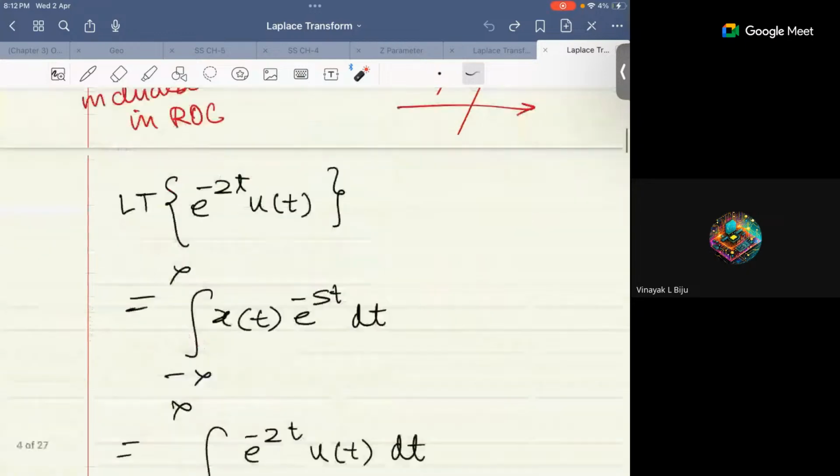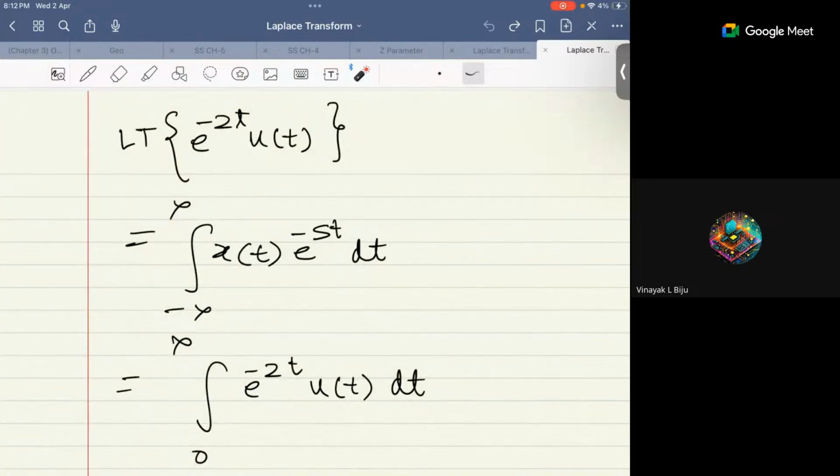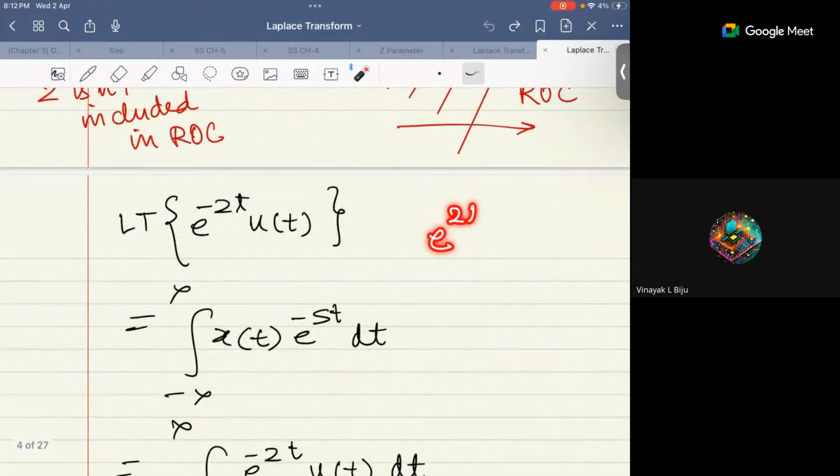Okay. Now you have to calculate for e to the power minus 2t u(t), right? The same procedure you will follow, the formula that you know: you just integrate from minus infinity to infinity x(t) e to the power minus st dt. Just put the value of x(t) as e to the power minus 2t. Here, see, whenever you have e to the power 2t, this generally tells you the pole. Here minus 2 is there, so that generally tells you the pole of the system.